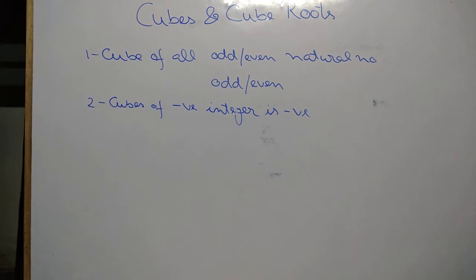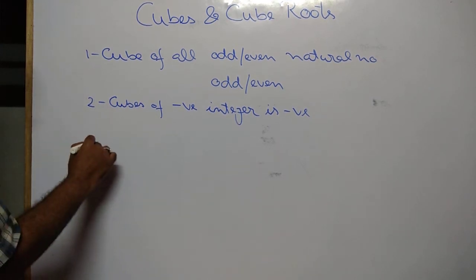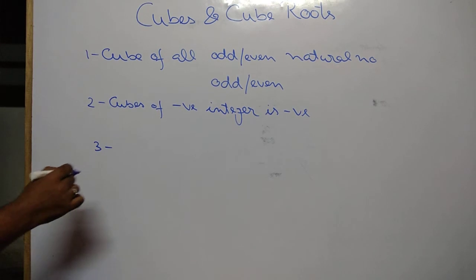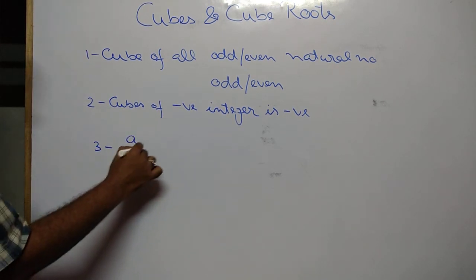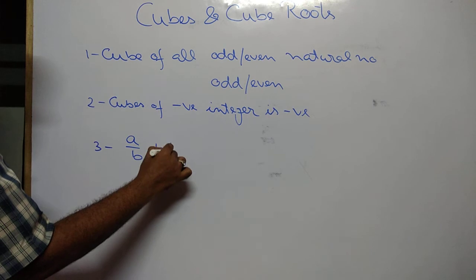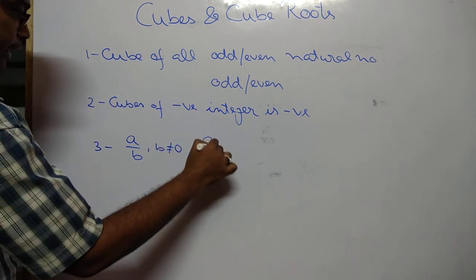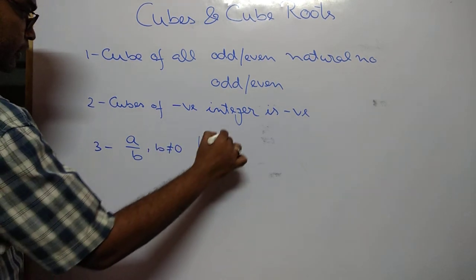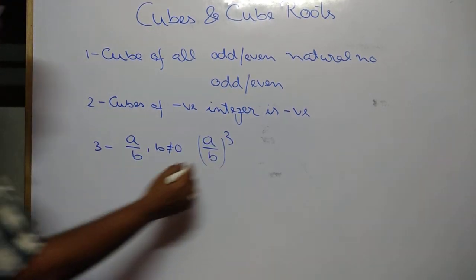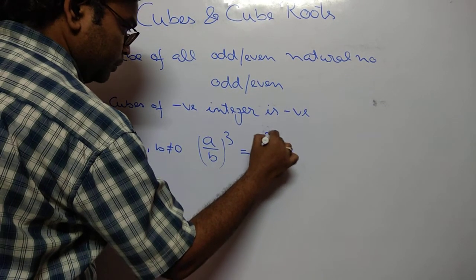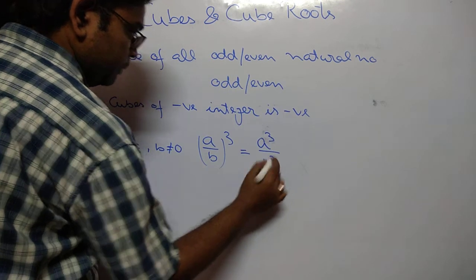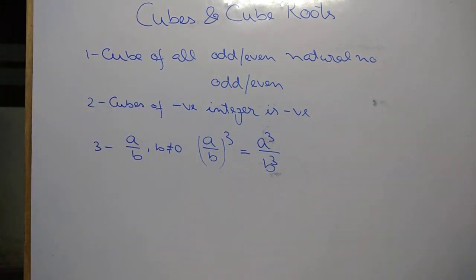The third point says that for any rational number a upon b, where b is not equal to 0, we can say that a upon b whole to the power 3, that is the cube, is distributed as a to the power 3 by b to the power 3, meaning the individual cubes. Hope this one is clear to you. I think it doesn't require any example. Now this is about cubes.